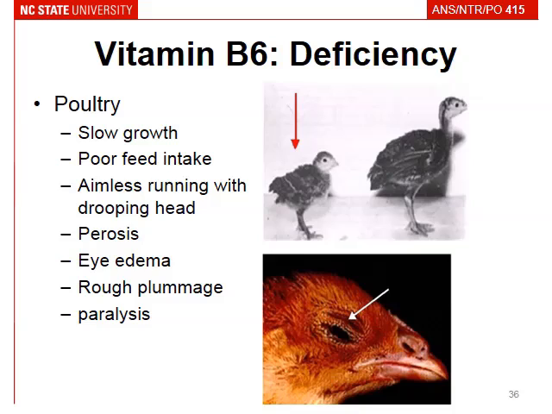So here we have some chickens that we induced B6 deficiency in. You can see from this top picture that our chickens have very slow growth. They have very poor feed intake. You'll encounter them running aimlessly with a drooped head, and a lot of that has to do with the lack of neurotransmitters. You'll also get slipped tendon, edema in the eye, rough plumage, and paralysis.